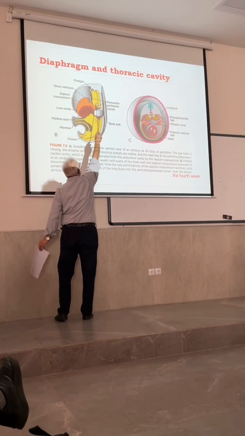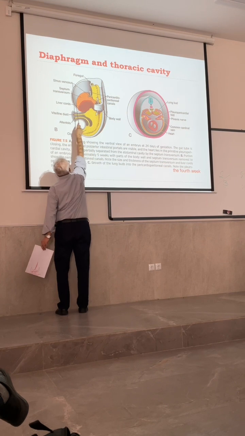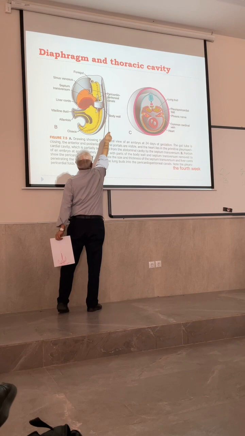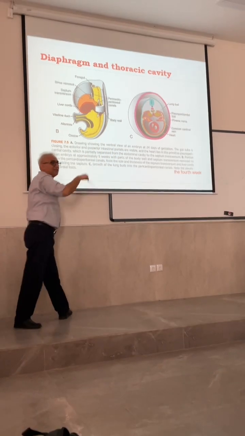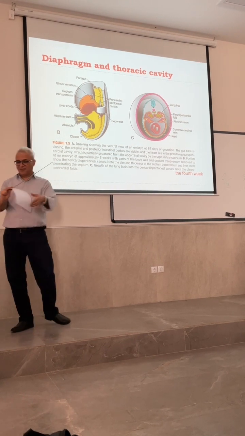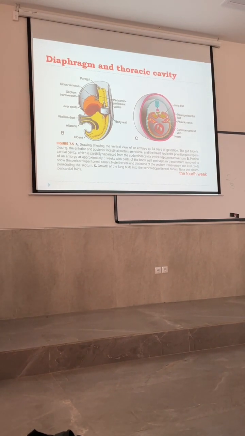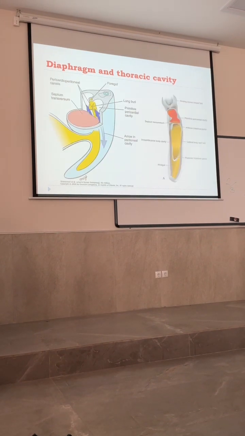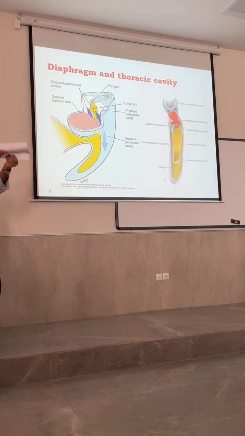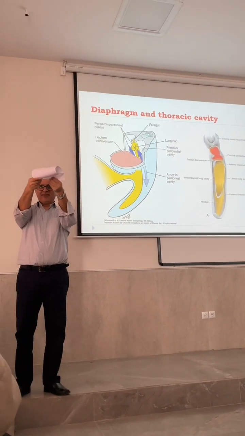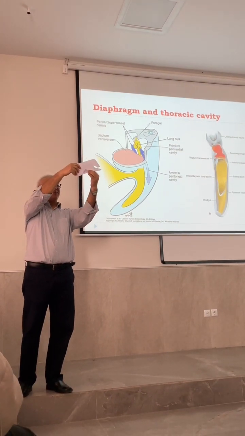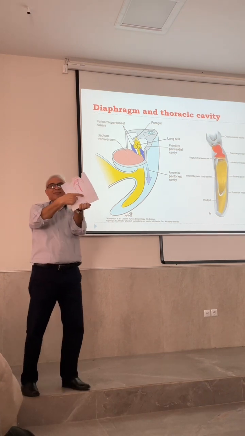Look here. This is the septum. Here is the pericardium. Here is the peritoneal. Here is the pericardio-peritoneal canal between them. Got it? For example, it is like this. Okay? We have it. That's not complete. We have two foramina here, two canals.